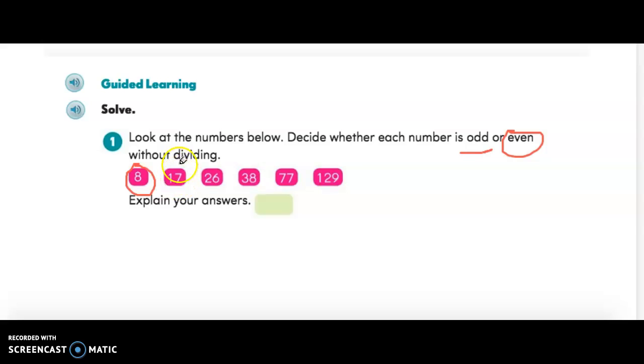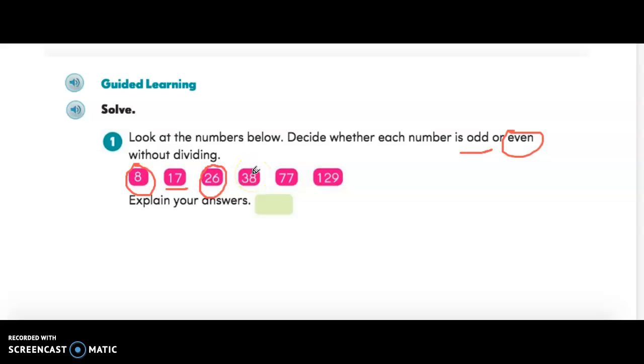Now again, we're looking at our ones place. We have a 7 in the ones place, so 17 is odd. 26, again, we're looking at the ones place, which is a 6. So if this is divided by 2, it would have no remainder.